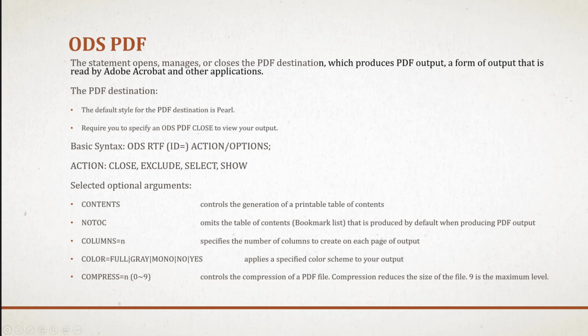Contents controls the generation of a printable table of contents. Notoc, or no table of contents, omits the table of contents bookmark list that is produced by default when producing PDF output. Columns specifies the number of columns to create on each page. Color applies a color scheme to the output. We only have full, gray, mono, no, and yes. And compress controls the size of the file. 6 is default and 9 is the maximum level.